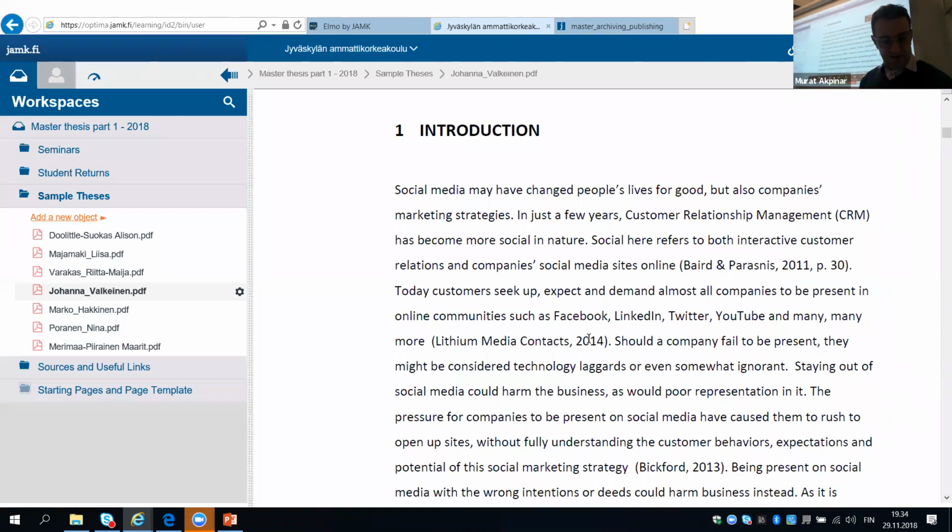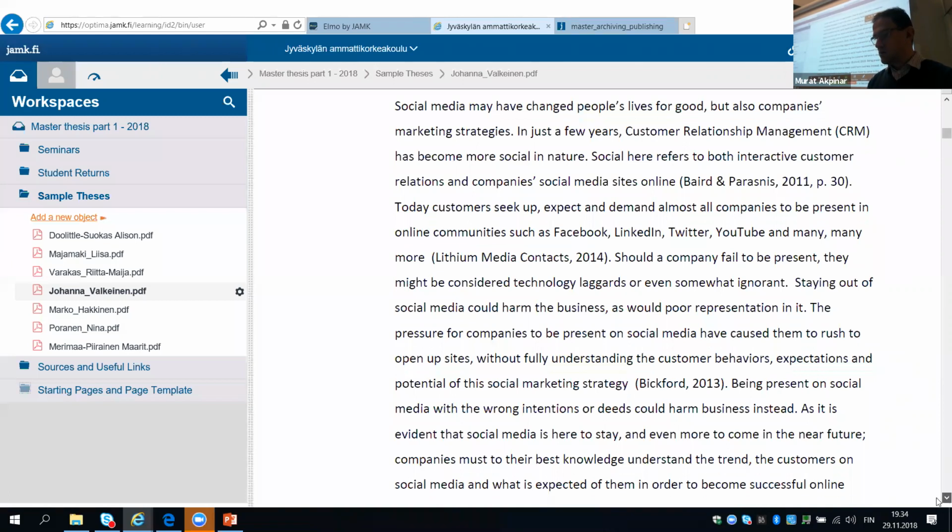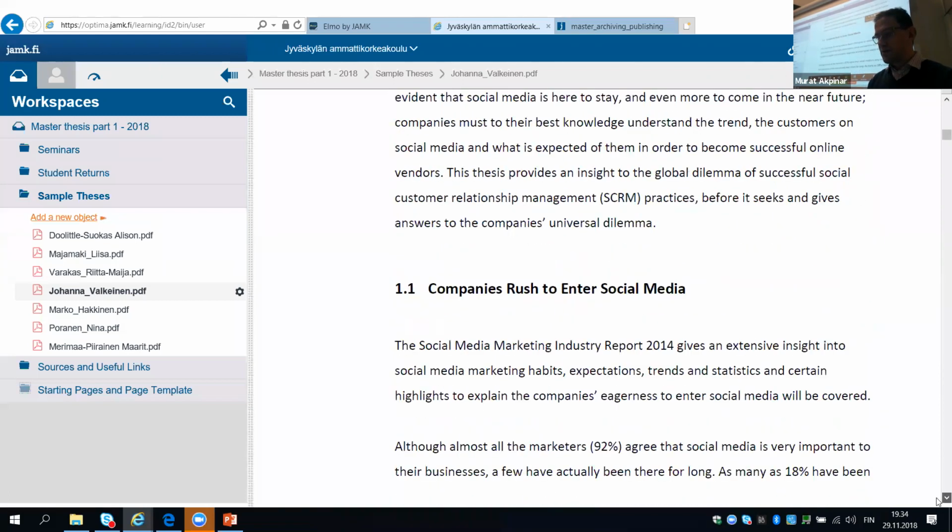But otherwise, the background as it starts is quite good. It's telling us why the thesis research topic is important, and that's supported nicely by a variety of literatures. So let's move slowly in the chapter.